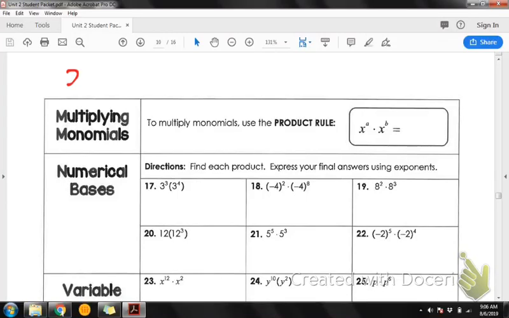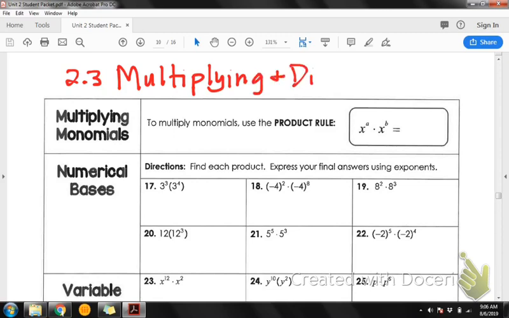All right, this is going to be 2.3. And we're going to do multiplying and dividing exponents. Multiplying and dividing exponents.